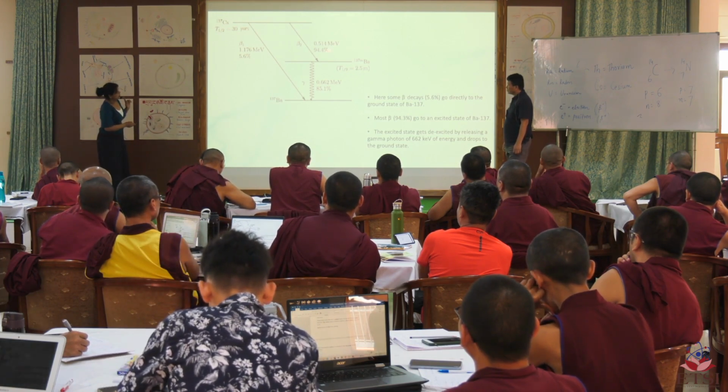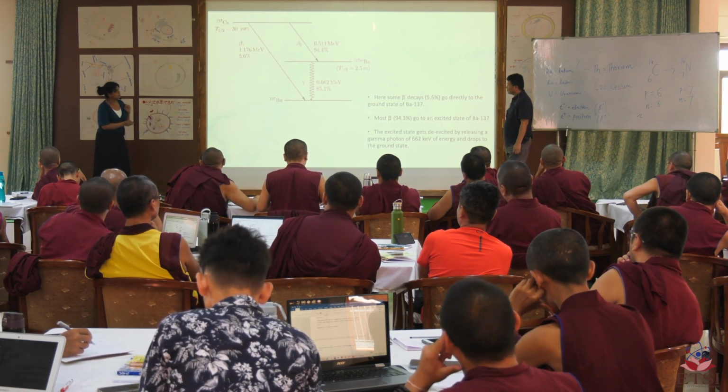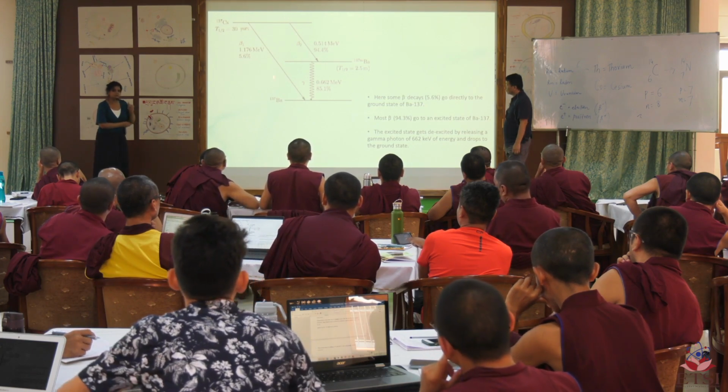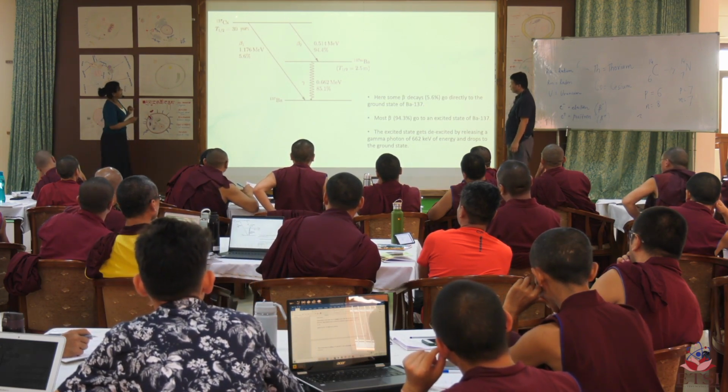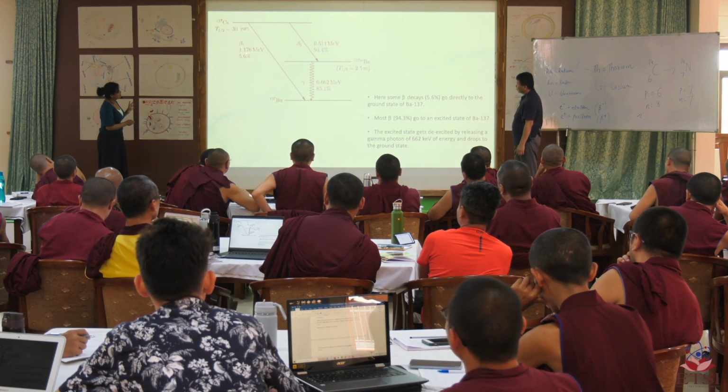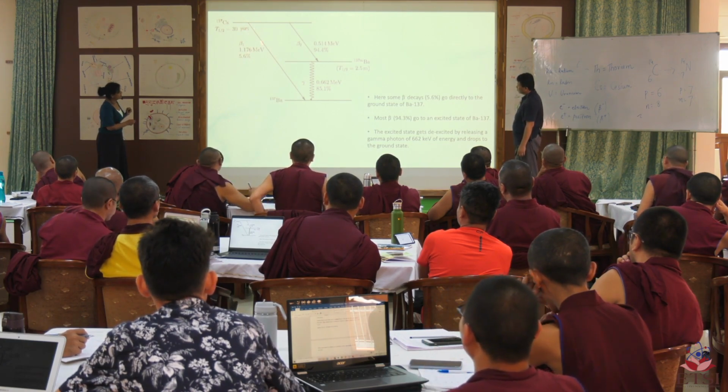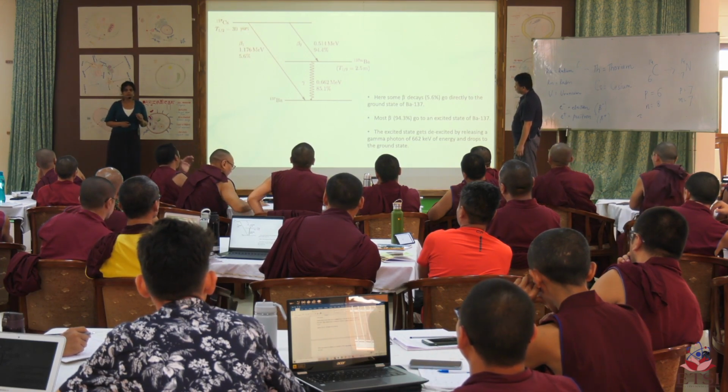94% of the time, this type of decay happens when a gamma is emitted, and about 5.6% of the time, it just directly goes to the ground state.